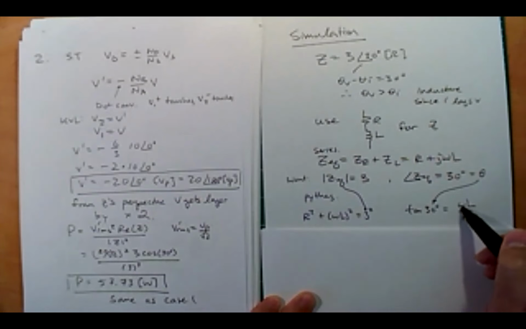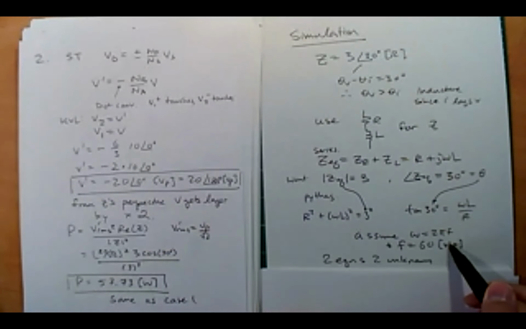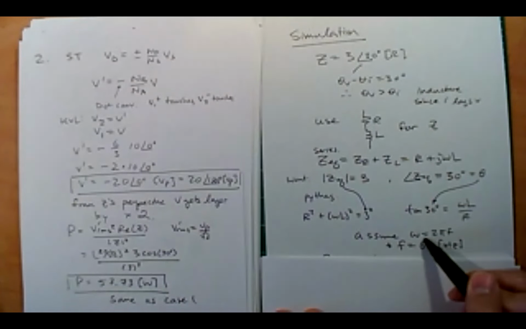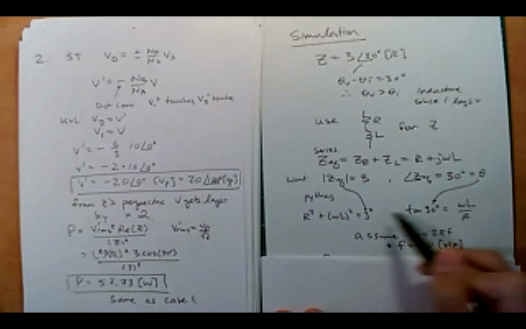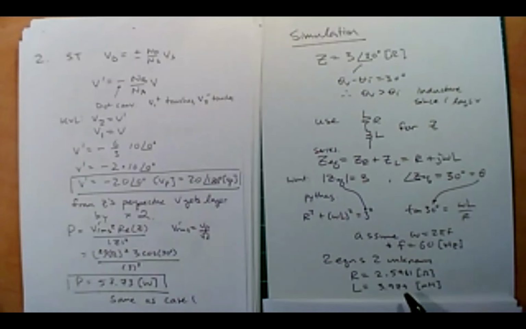Look at this, we have 2 equations and 3 unknowns, but if we assume an omega, let's say omega is 2 pi f, and f is 60 hertz, so omega is about 360 radians per second, we actually have 2 equations and 2 unknowns. We could solve for L and R. I've done that, and I get 2.59 ohms for R and 3.97 millihenries for L. So a little baby inductor and a resistor.